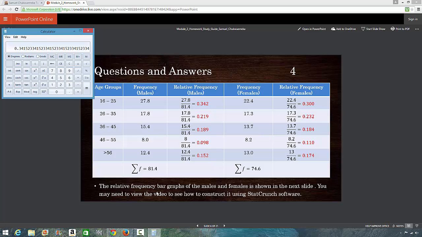I will just show you an example of how to do this with StatCrunch. I already have my StatCrunch open. For each question, you see on the right-hand side the StatCrunch icon. So I'm just going to pull up my StatCrunch right here.